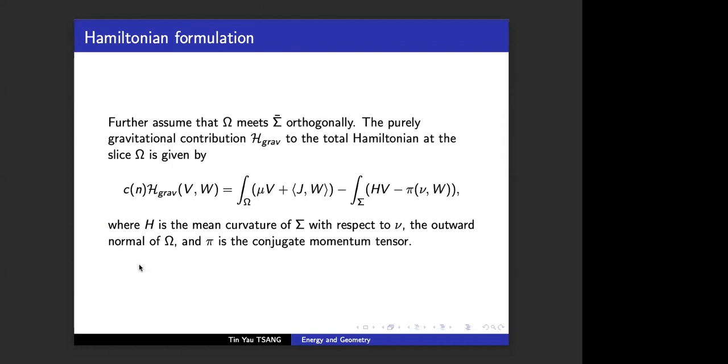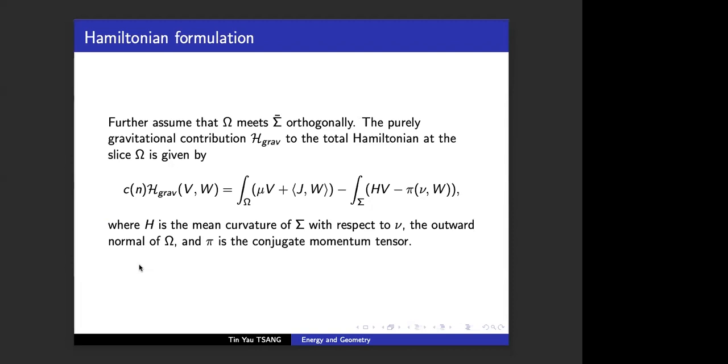The gravitational contribution of the Hamiltonian is defined as follows. So we can tell that mu and j show up naturally. H and pi nu show up naturally in this sense, in terms of energy. Right? So they show up naturally. I mean, for me, it's natural in terms of physics formulation. So that's why I told you to remember pi will show up a lot of times in this talk.